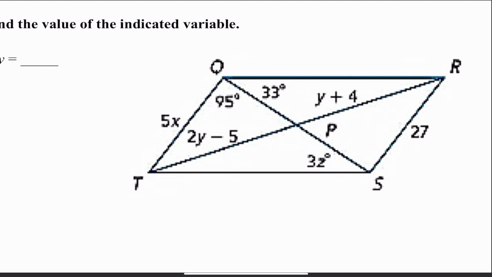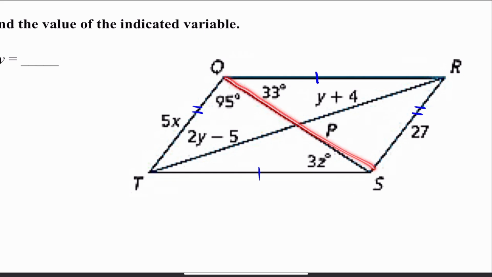That means that segment QR is congruent to segment TS, so opposite sides are congruent. Segment QT is congruent to segment RS. Again, opposite sides are congruent. And we know that this angle is congruent to this angle, and that angle is congruent to that angle, and so on. I'm not going to mark that, and there's a reason why I'm not going to mark that. Let's go ahead and take a look at the diagonals.